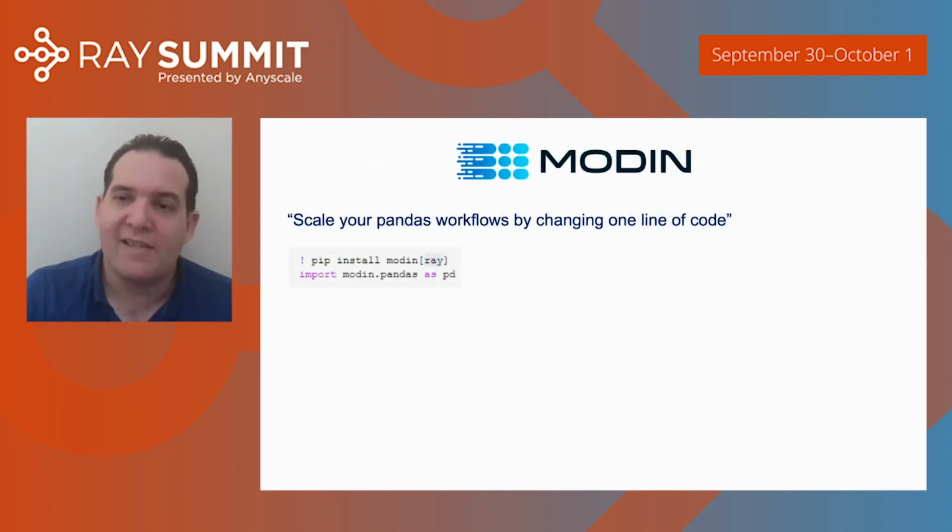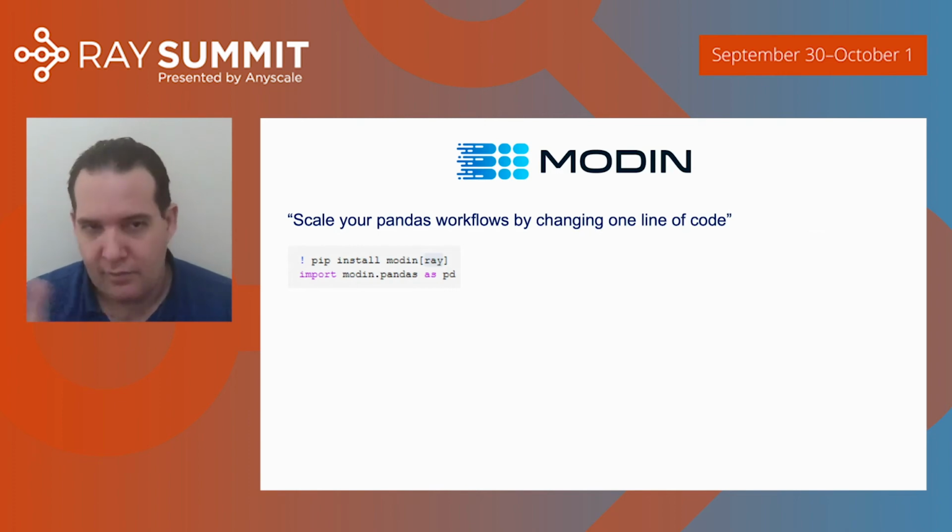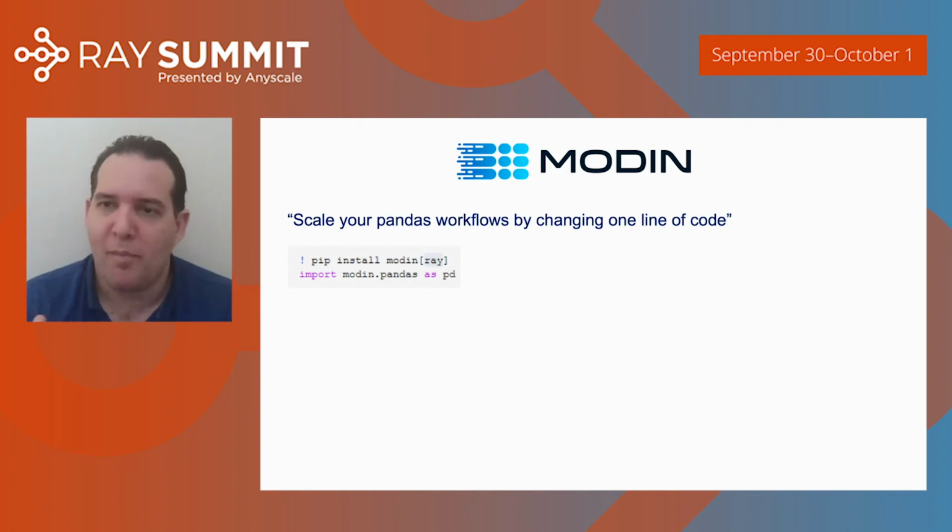So Modin is the open source project for implementing Pandas on Ray as well as Pandas on Dask. The goal of the Modin project is to enable you to use Pandas, but scale your workflows by changing just one line of code. And here's the line of code. So first of all, to install Modin on Ray, on Apache Ray, you do pip install modin[ray], and you specify that you want the Ray implementation in contrast to the Dask implementation. And then the one line of code that you change is instead of import pandas as pd, you do import modin.pandas as pd, and that's it, you're done.